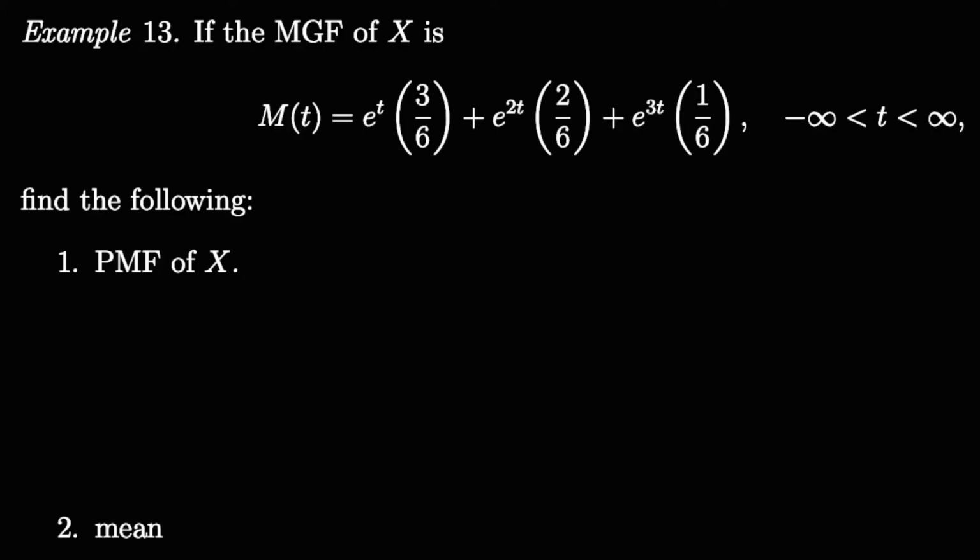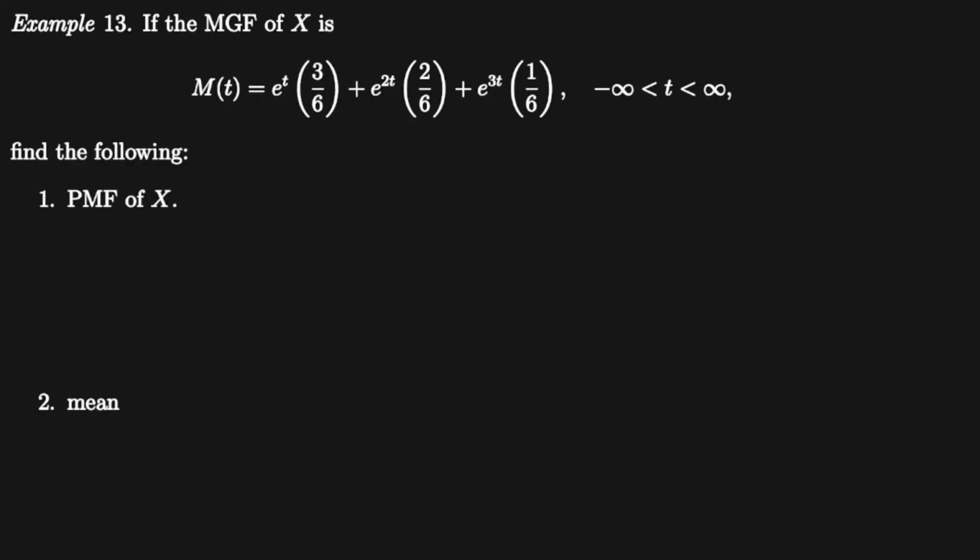So now we can move on to example 13. If the MGF of x, M of t, is equal to e to the power of t times 3 over 6 plus e to the power of 2t times 2 over 6 plus e to the power of 3t times 1 over 6, from negative infinity to infinity, we have to find the following.